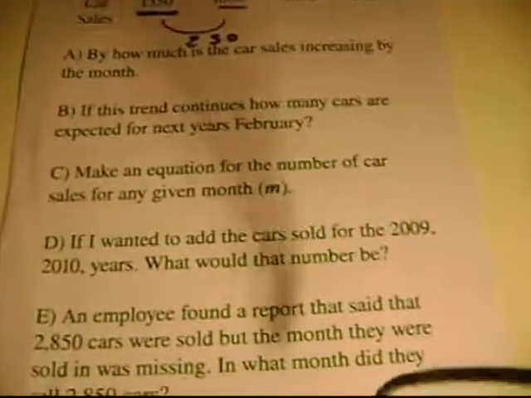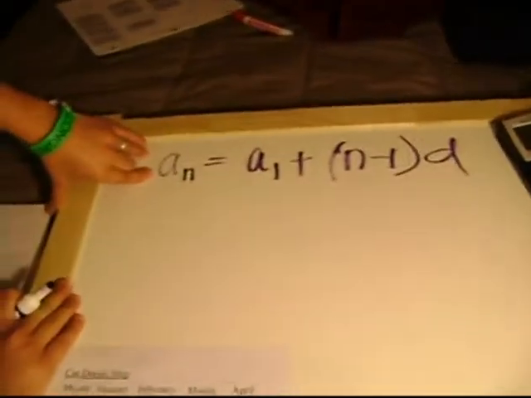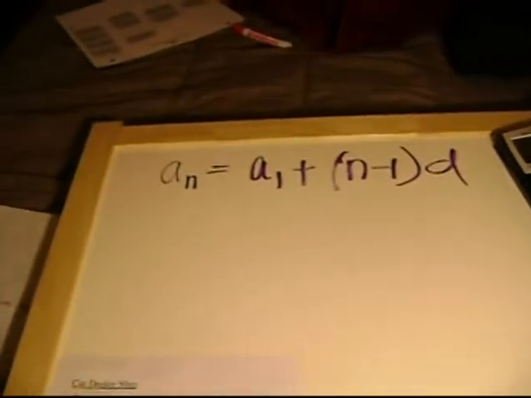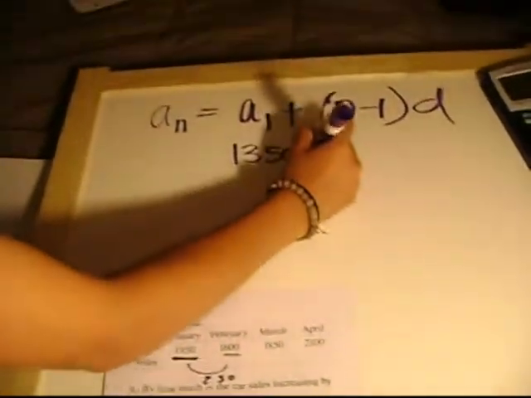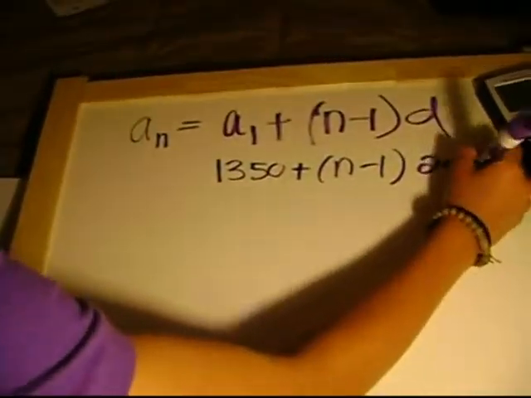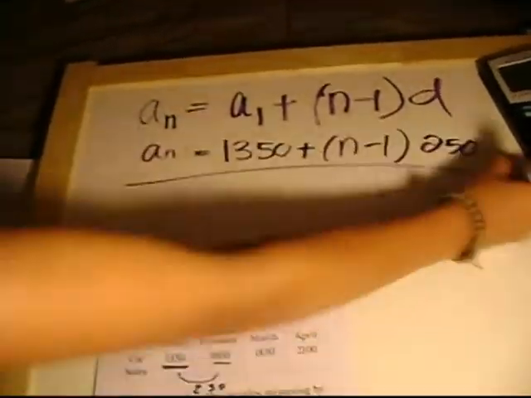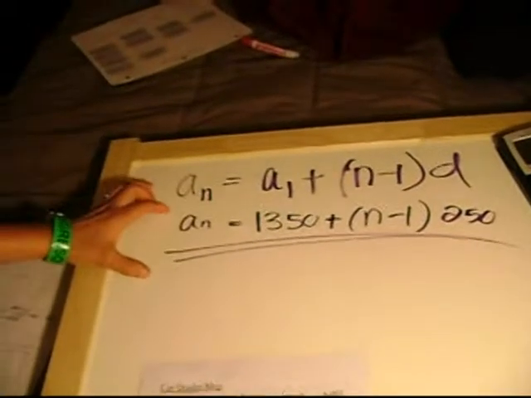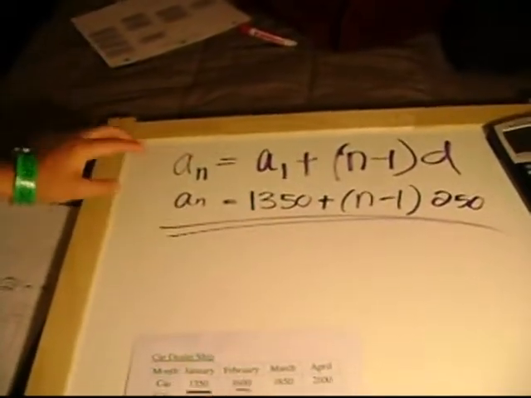The next question in our problem is to make an equation for the number of cars sold for any given month. That goes back to the formulas we learned earlier. The formula we're going to use is An equals A1 plus n minus 1 times d. So let's plug in. A1 is the number of cars sold in January, since that's our first month, which is 1,350. n will be any given term, and d is 250, which is the common difference. And that's our formula. With this formula, we'll be able to find the number of cars sold for any given month. And it's also the formula we're going to use to solve the next part of our problem.